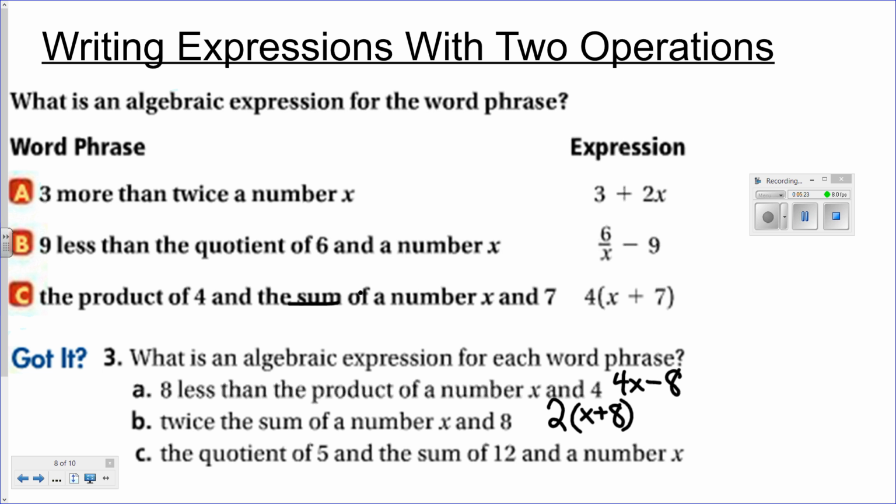And finally, the last one is the quotient of 5 and the sum of 12 and a number x. So since it's quotient, you know it's going to be a division problem. And the first number is always your numerator, so 5 is my numerator. And the second term is your denominator. And my second term is the sum of 12 and a number x. So it's 12 plus x.